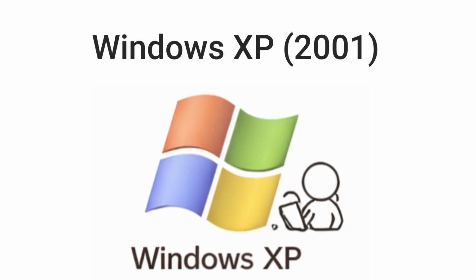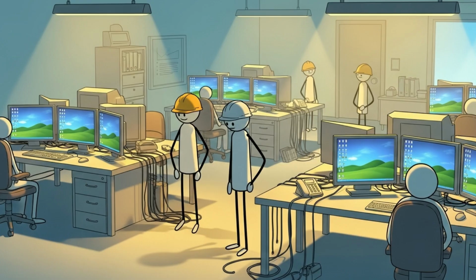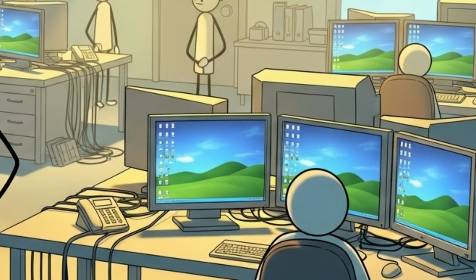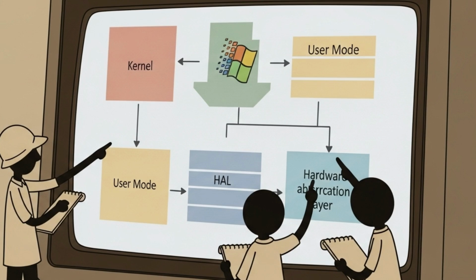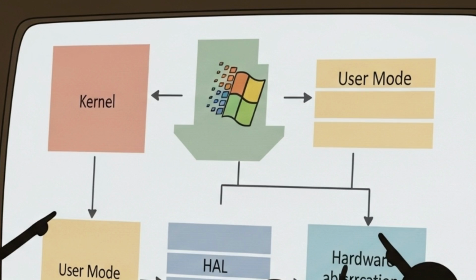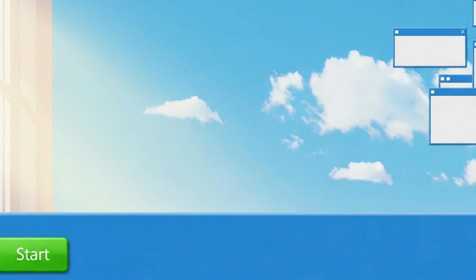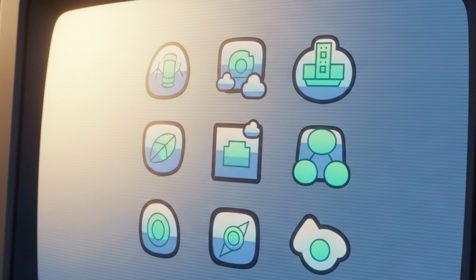Windows XP, 2001. After the disaster of Windows Me, Microsoft had no room left for mistakes. Windows XP, released in 2001, was more than just another upgrade. It was a rescue mission. For the first time, Microsoft unified its consumer and business operating systems under the Windows NT architecture. This single change made Windows dramatically more stable, secure, and reliable. Crashes became rare, startup times improved, and hardware detection finally worked the way users expected it to. Plug something in, and it usually just worked.